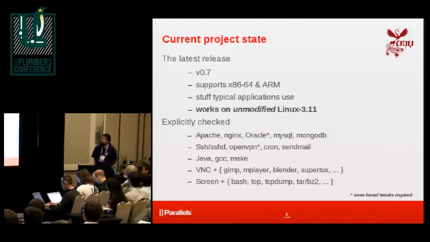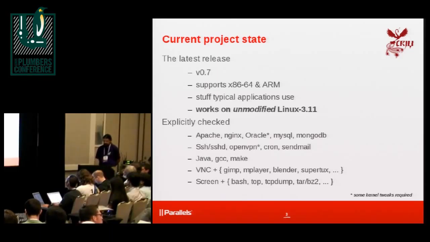The nicest thing about this all is that version 0.7 works over unmodified Linux 3.11. All you need is just turn some configuration knobs on, and you'll have all CRIU can, including live migration and similar stuff.